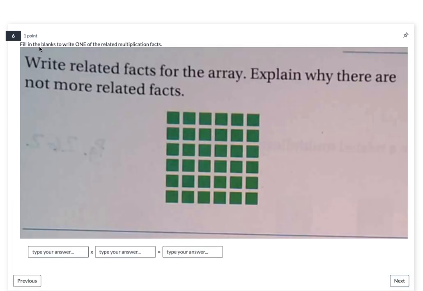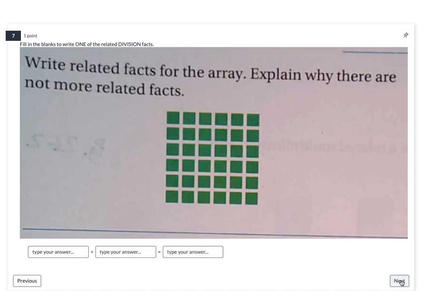Number 6, fill in the blanks to write one of the related multiplication facts. So it's asking you to write all of the facts for the array and explain why there are not more related facts, but you're just going to put in one of the multiplication. Something times something equals something, okay, that matches this array.